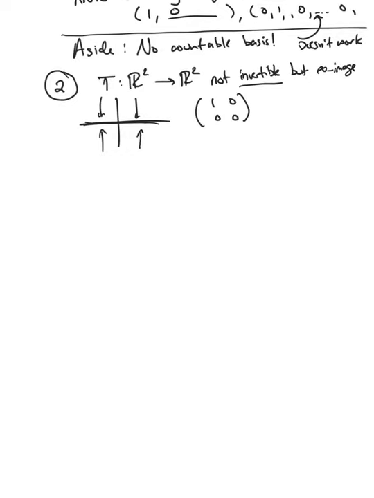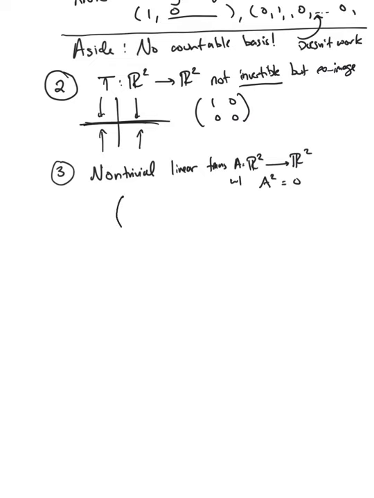All right, and finally part 3, we want a non-trivial linear transformation from R2 to R2 with T squared being 0. Okay, so the previous example doesn't work because T squared is just T, right? But I'll just write down the matrix, 0, 1, 0, 0. Okay, this will have the property that it squares to 0.